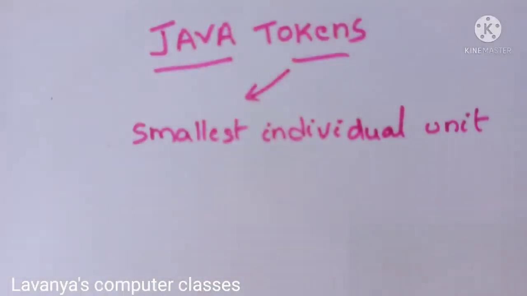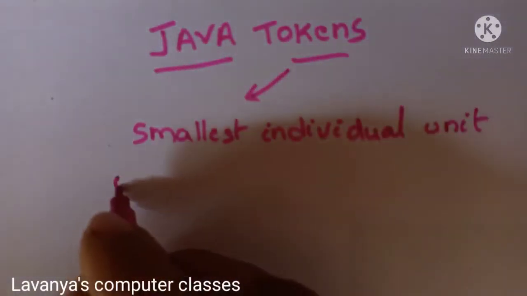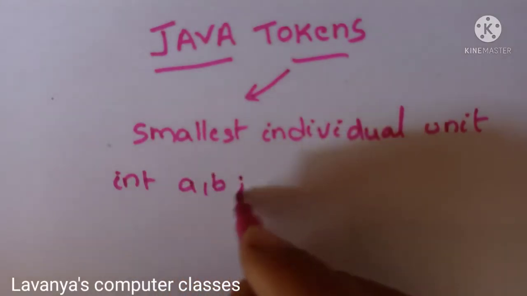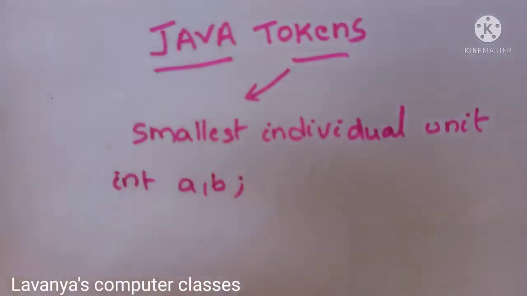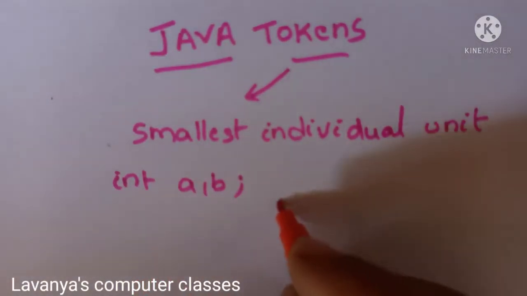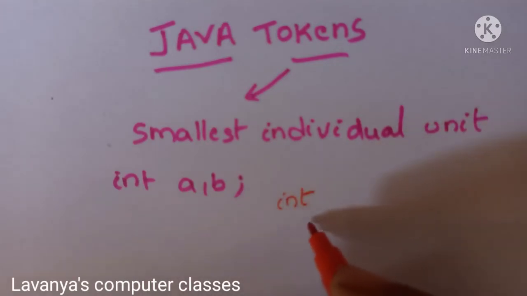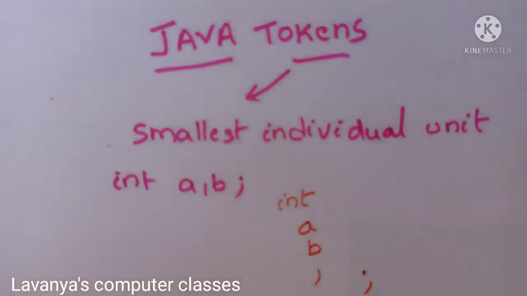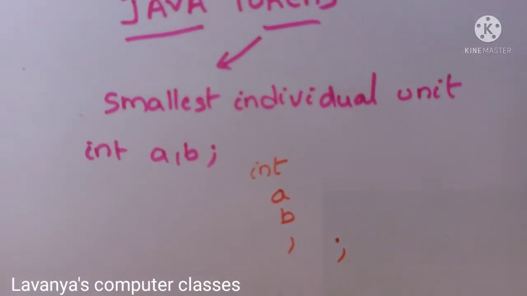So what is the smallest individual unit? For example, if you are writing a line like this, int a comma b semicolon. First we have to divide all these things into individual parts. So what are the individual parts? Int is one individual part, then a, b, comma, semicolon. So these all are called tokens.